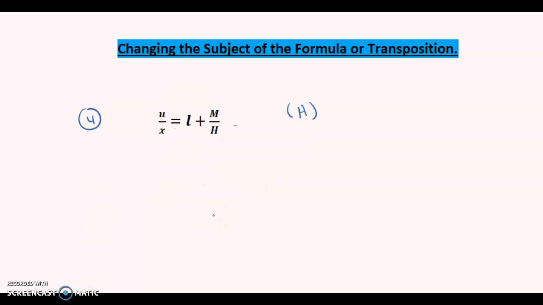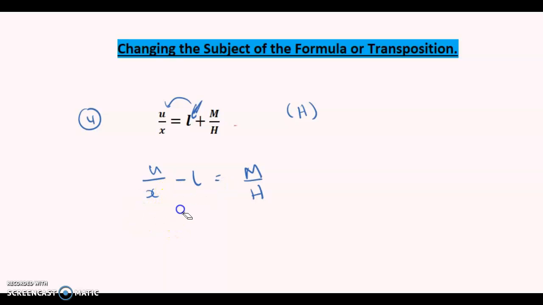So in my fourth example, I have this, and I want to make h the subject of the formula. Again, analyze. My h is one of two terms here and here, and h is my denominator. So what I need to do is I first should send over this L here, which is adding. So I'll get u on x minus L is equal to m on h. Now, because my h here is at the denominator, and I have a fraction here and another value here, what I want to do before I send this over on this side here, I need to make these two values here one value.